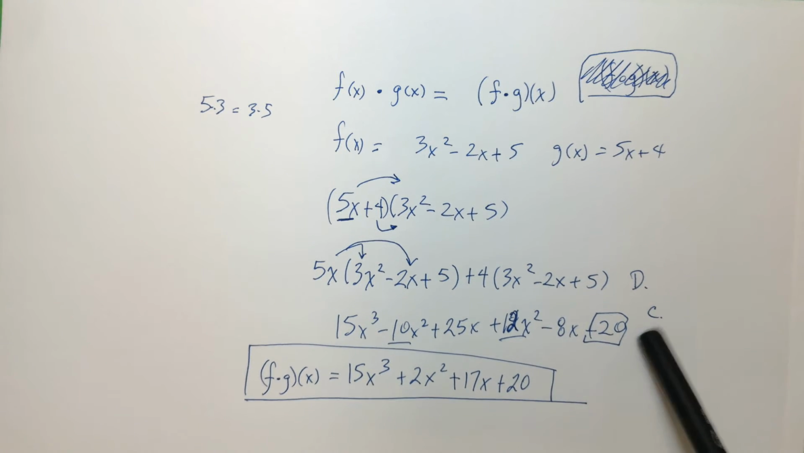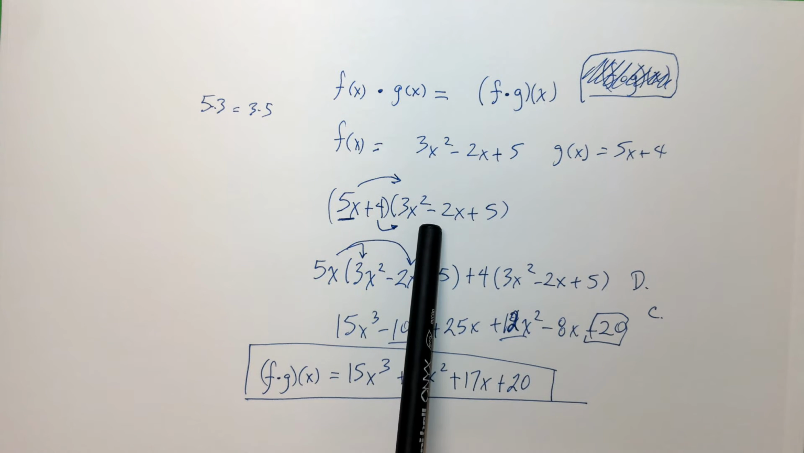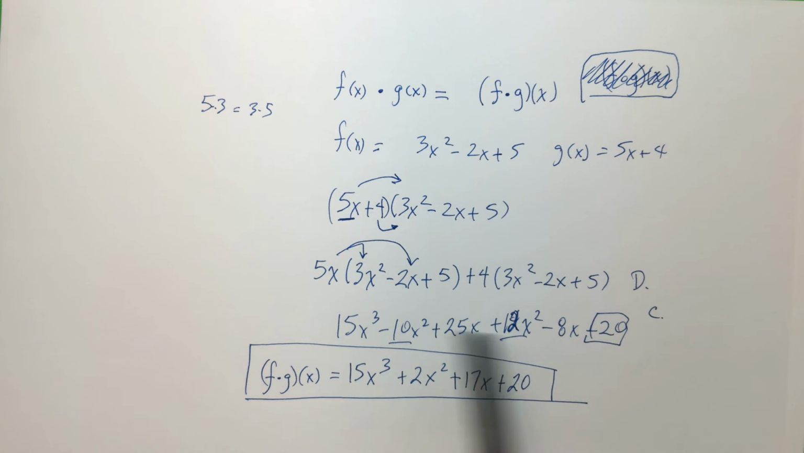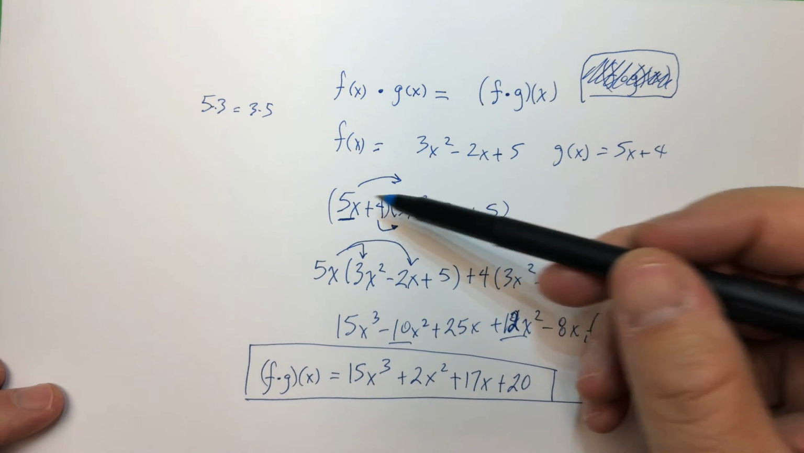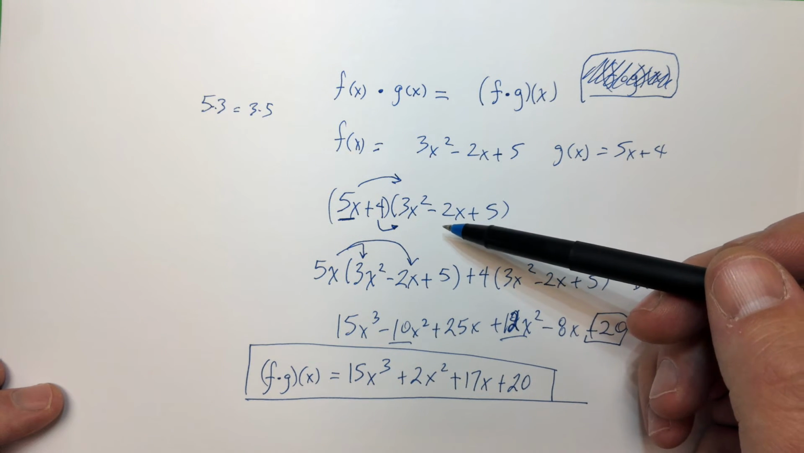Ivan, that way's kind of ugly, though, right? F times g of x. Taking this and writing it all out like that gets kind of sloppy and messy. This one turned out to be pretty easy, the numbers weren't too ugly. But last thing I'm going to show you on this quick lesson, another way to multiply these two together. It's going to be cool. You ready? Okay, watch.